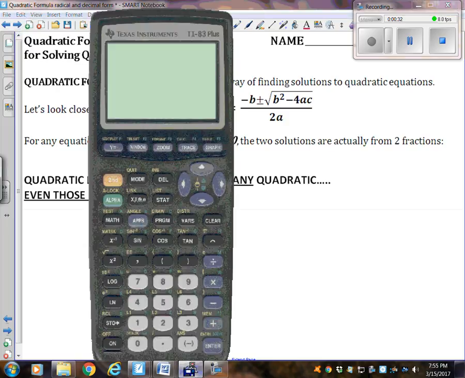As we get started, I want you to get your calculator out. I want you to have that because this is definitely a calculator-driven kind of solving.